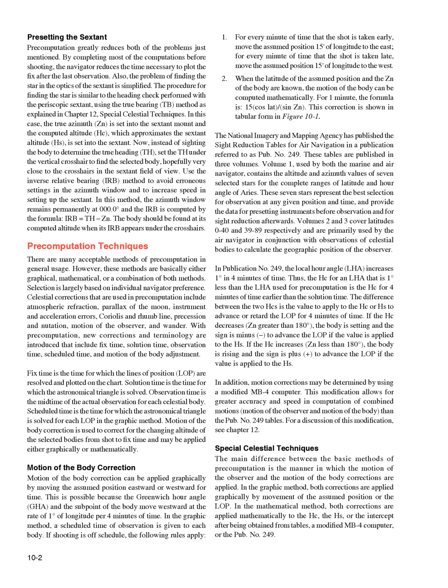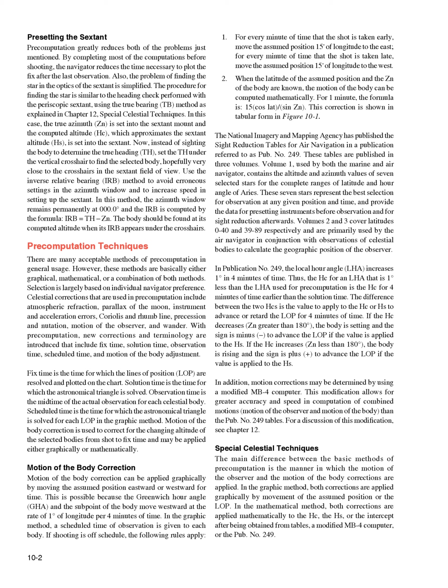With precomputation, new corrections and terminology are introduced that include fixed time, solution time, observation time, scheduled time, and motion of the body adjustment. Fixed time is the time for which the lines of position, LOP, are resolved and plotted on the chart. Solution time is the time for which the astronomical triangle is solved. Observation time is the mid-time of the actual observation for each celestial body. Scheduled time is the time for which the astronomical triangle is solved for each LOP in the graphic method. Motion of the body correction is used to correct for the changing altitude of the selected bodies from shot to fixed time and may be applied either graphically or mathematically.